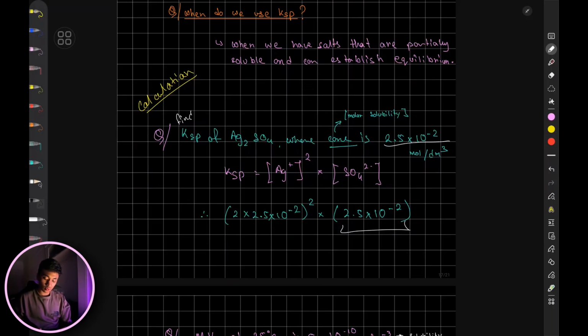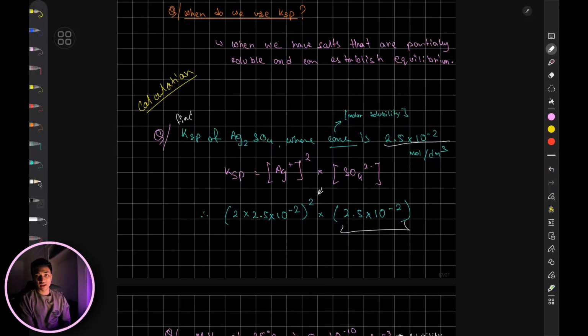Why the 2 over here? Because for every 1 mole of Ag2SO4 there are 2 moles of silver, which is why you consider that over here, and it is also considered at the top over here as well. It is considered sort of twice, you could argue. The reason it's done is for the calculation's sake.